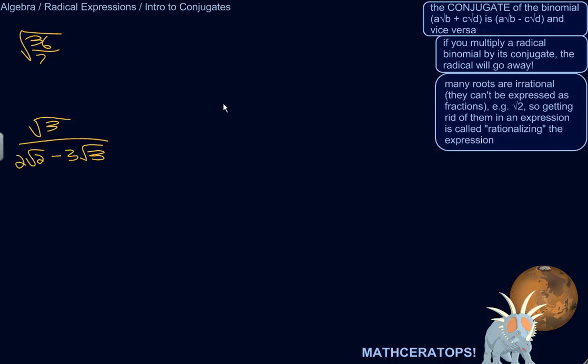Alright, so suppose you've got a radical expression like this, the square root of 36 over 7, and, being a person of style, you want to get it in its simplest form. You want to simplify it, clean it up, see what you can do to make it nicer.